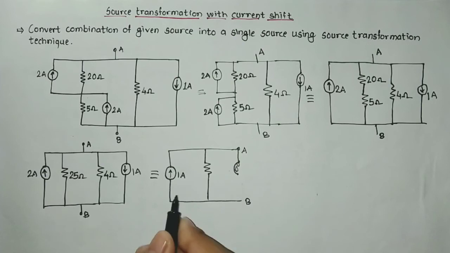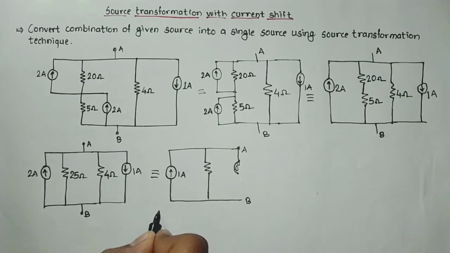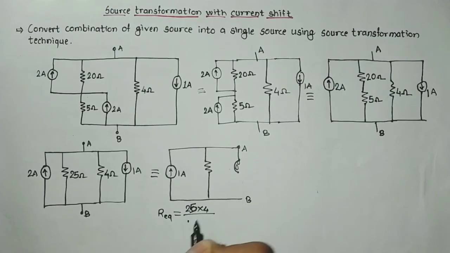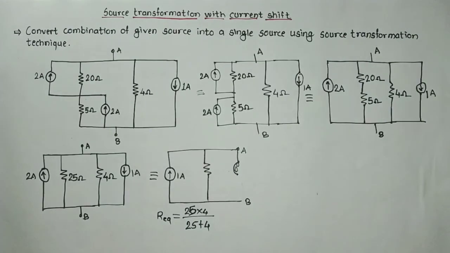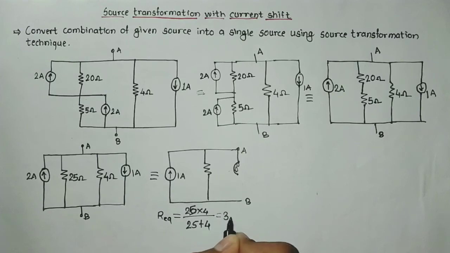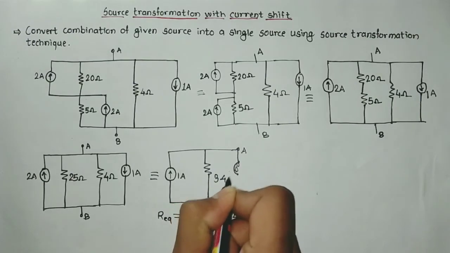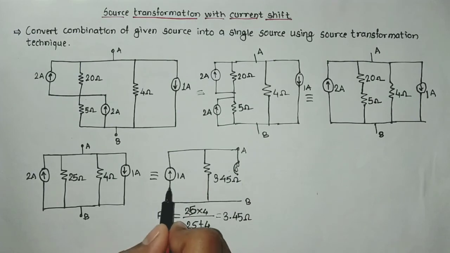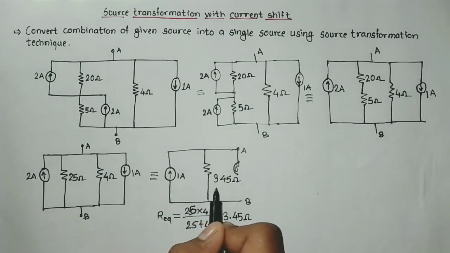The parallel combination for this can be calculated by using the formula R equivalent is equal to 25 into 4 divided by 25 plus 4, and after calculation we will get 3.45 ohm. This is a 3.45 ohm resistance. Thus we have reduced this circuit into a single source and a parallel resistance.